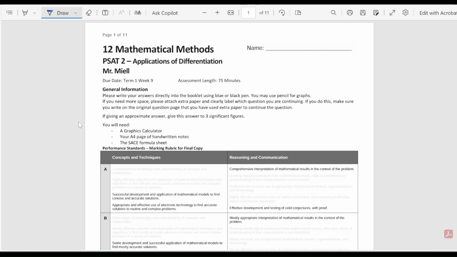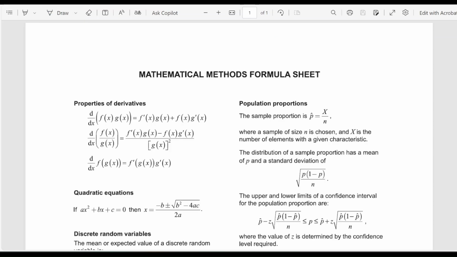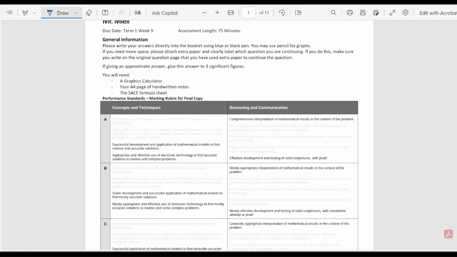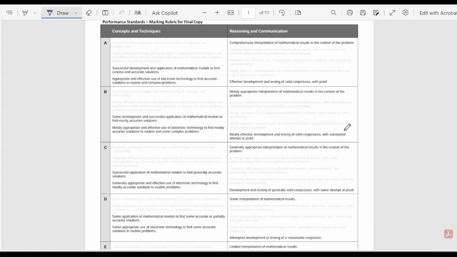Alrighty, in this video we're going over the solutions to the practice test for applications of differentiation. So make sure you've got your formula sheet and your calculator, and make sure you've tried the full test under test conditions before looking at the answers as well.